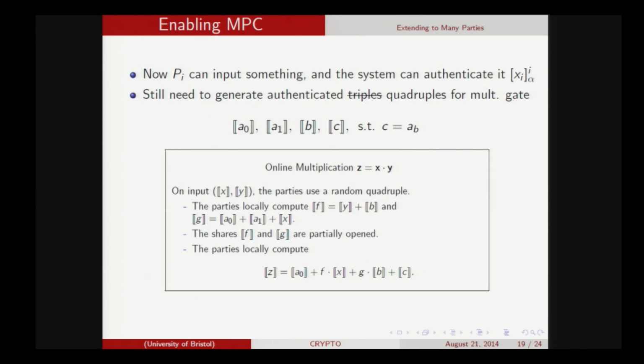OK, so now the parties can input something and the system can authenticate it. That's fine. But we still need to generate authenticated triples. In fact, we don't generate triples, we generate quadruples because we are using OT, basically. So what's a quadruple? A quadruple is 4 bits, A0, A1, B, and C, such that C is equal to A sub B. If you have quadruples that are additively shared and authenticated, then you can use techniques similar to the ones that we know already to implement the online multiplications.